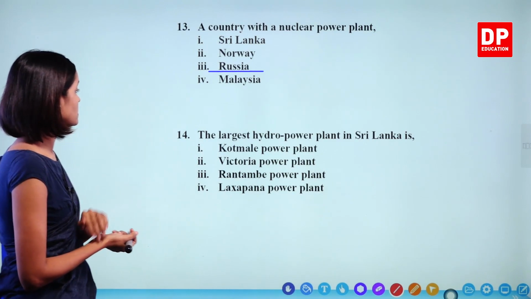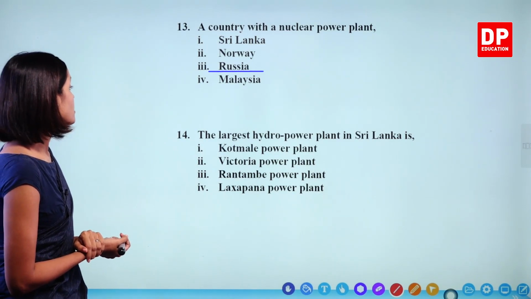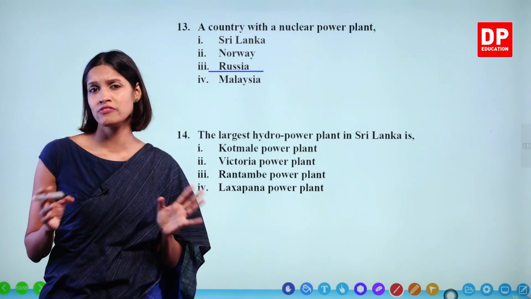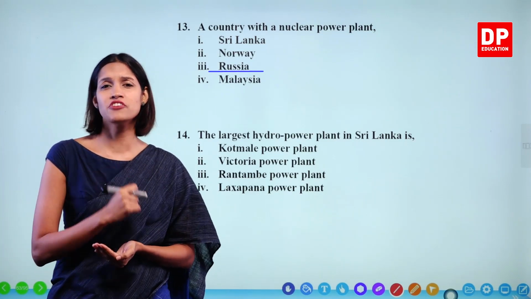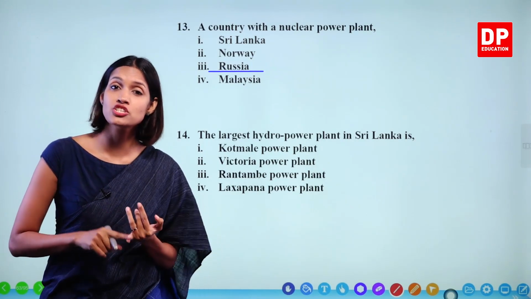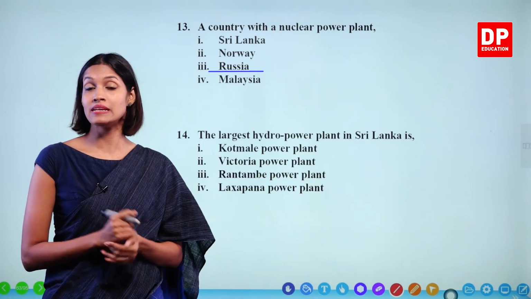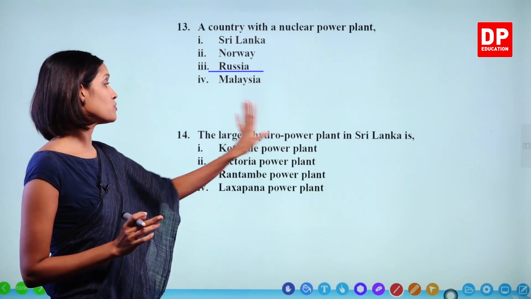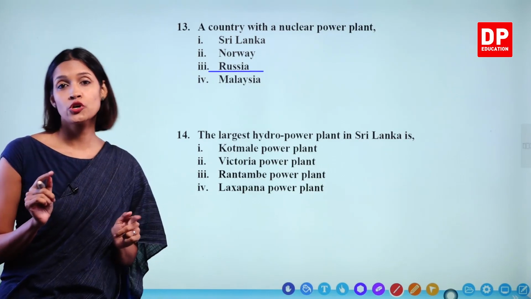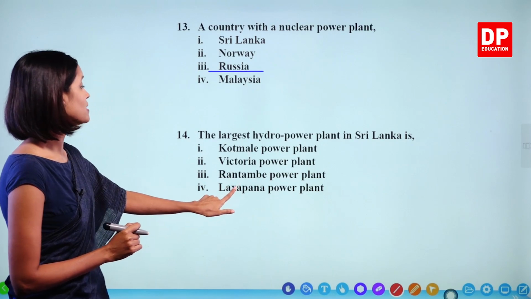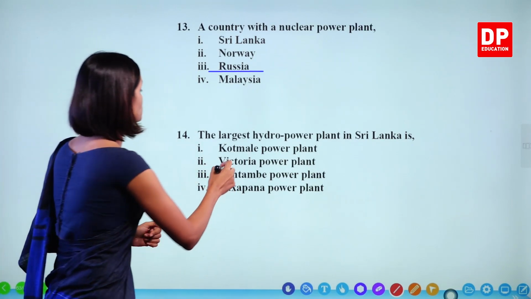Number 14. The largest hydropower plant in Sri Lanka is... We have a lot of hydropower plants in Sri Lanka. There are a number of renewable power plants: Randenigala, Victoria, Upper Kotmale, Laxapana, these are the examples. So what is the largest hydropower plant? That is Victoria Power Plant. Kotmale, Victoria, Randenigala, Laxapana. Answer number 2.